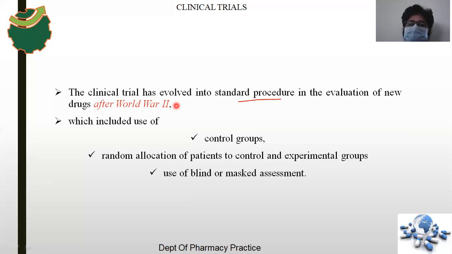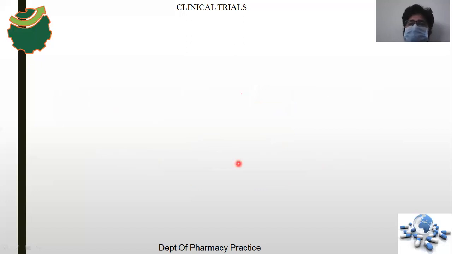Right, and next one. As I already said, it became a standard procedure after the Second World War. So the new things they started after the Second World War were the use of control groups and test groups, random allocation of patients into control group and experimental group, or control or test group, and blind and masked assessments. These are the new things which evolved after the Second World War. So that was the thing.